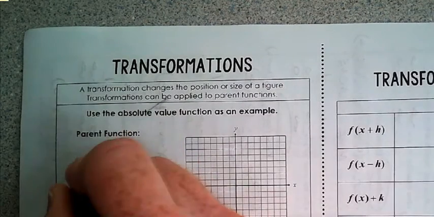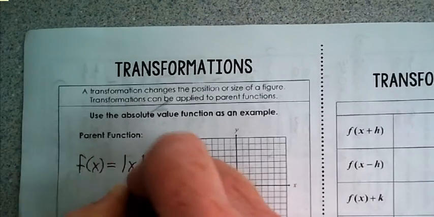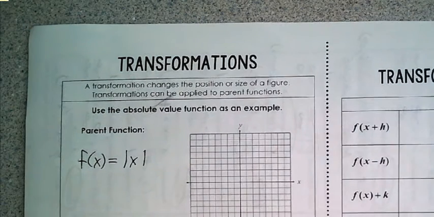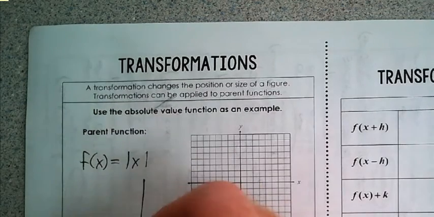All right, use the absolute value function as an example. So the parent function is f of x equals absolute value of x. That is our parent absolute value function. We could technically use any function that we want to do the example, but we're going to stick with absolute value because that's what we've been talking about.